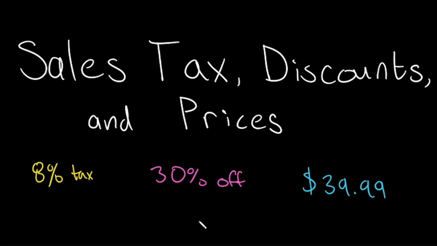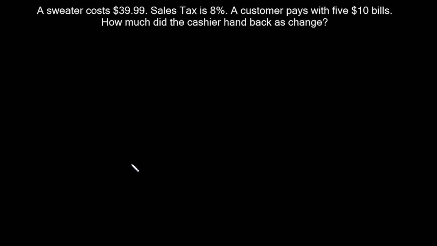Sales tax, discounts, and prices. A sweater costs $39.99. Sales tax is 8%. A customer pays with 5 $10 bills. How much did the cashier hand back as change?